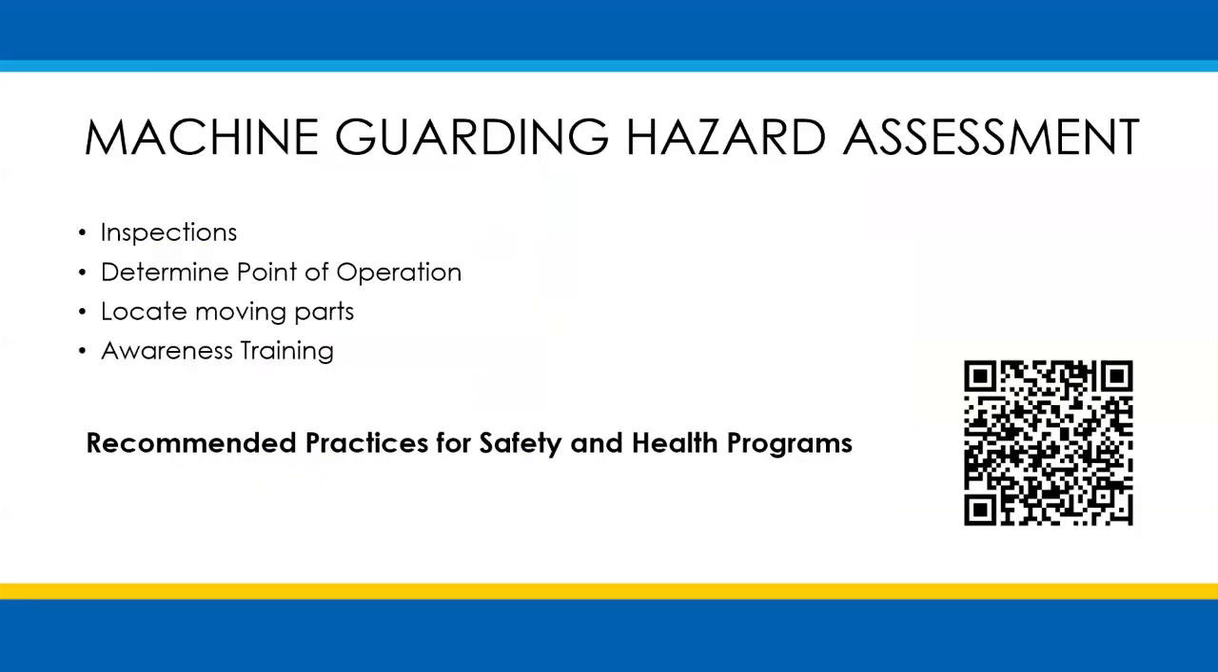It is recommended that employers develop a machine guarding program to effectively protect their employees from the hazards associated with this equipment. This program may include things such as conducting inspections, determining the point of operations and dangerous motions and actions of equipment, and training employees on machine guarding. You can scan this QR code to view OSHA's recommended practices for safety and health programs.